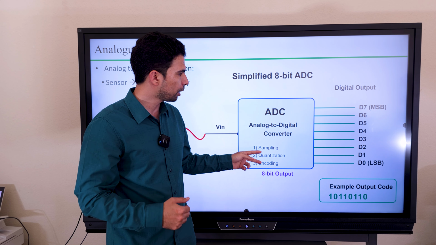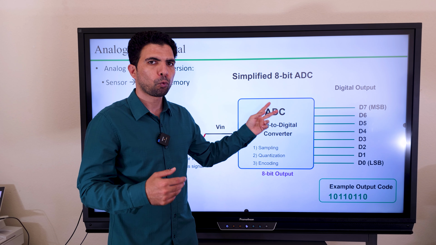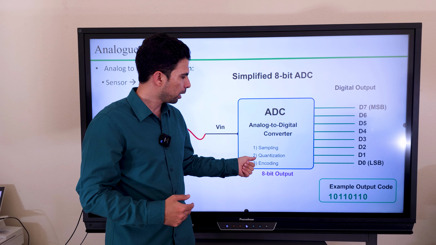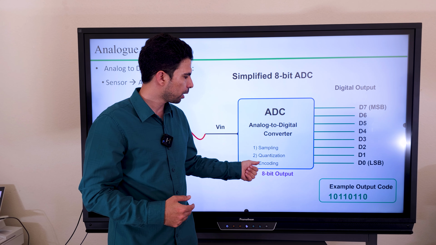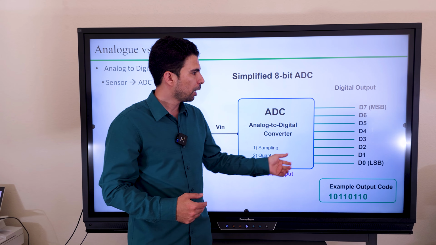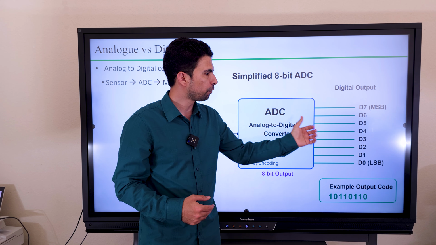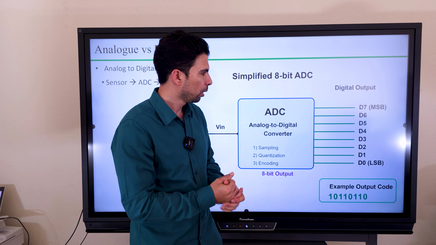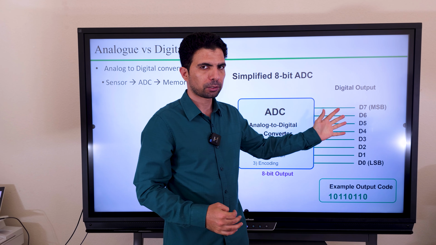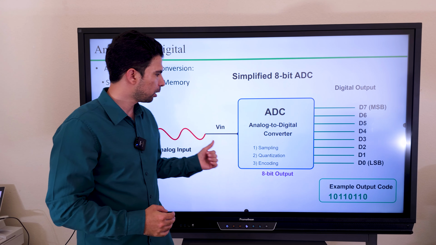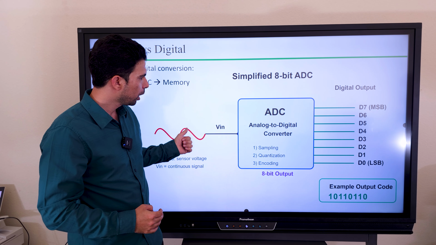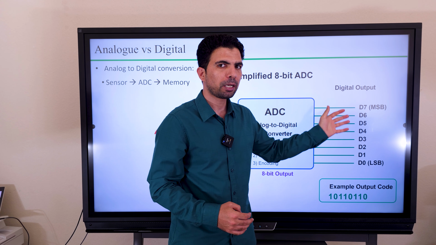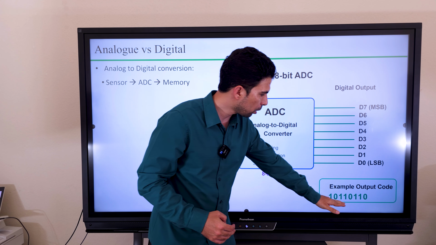These are the steps that explain how the ADC works. The first step is called sampling, and then quantization, and then encoding. And this is how the output of the ADC looks. I want to explain this example. We have here 8 bits. That means that we take any value like this value and convert it into 8 digital bits. So it might be something like this.